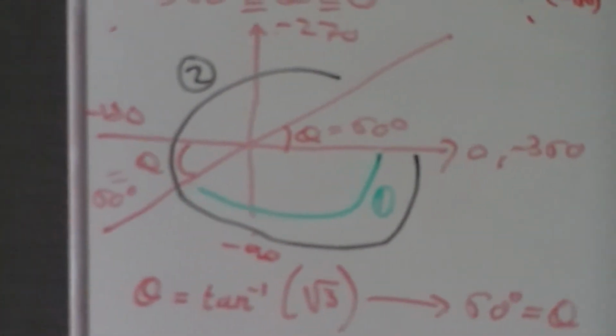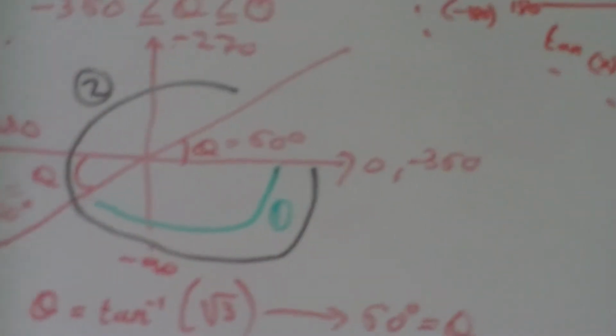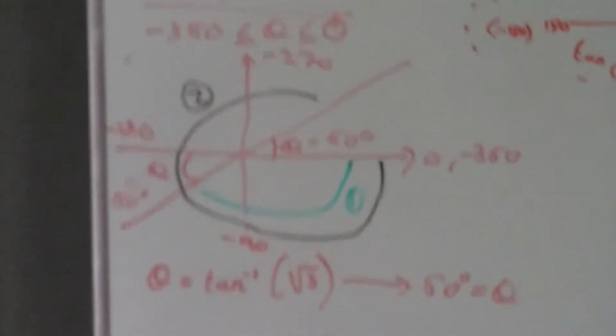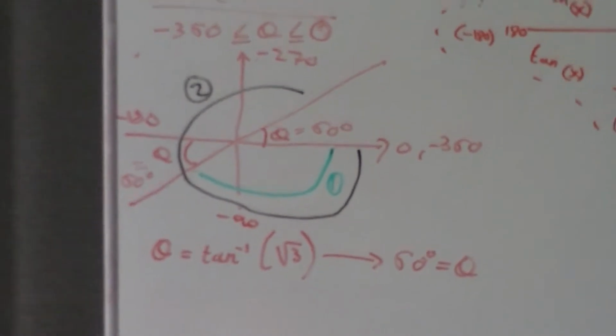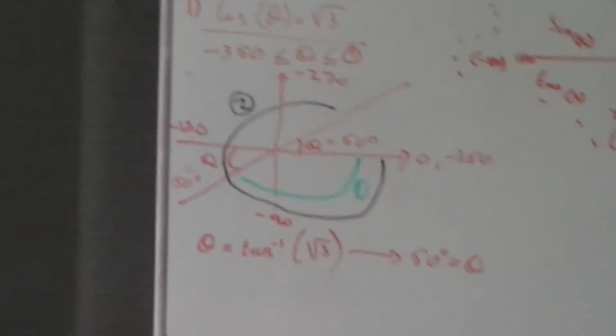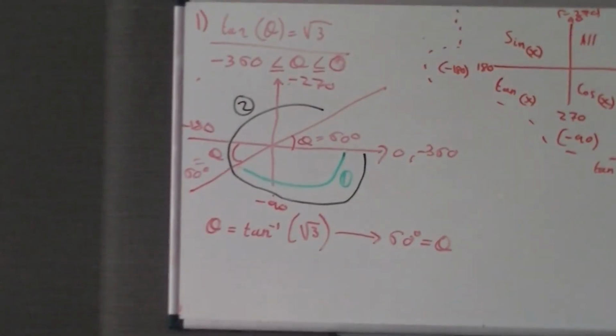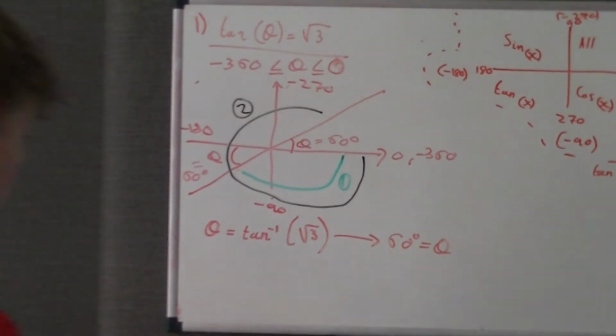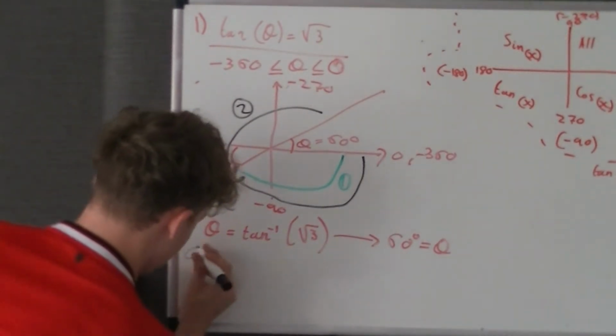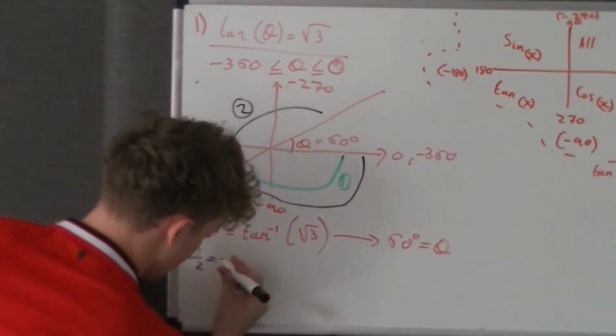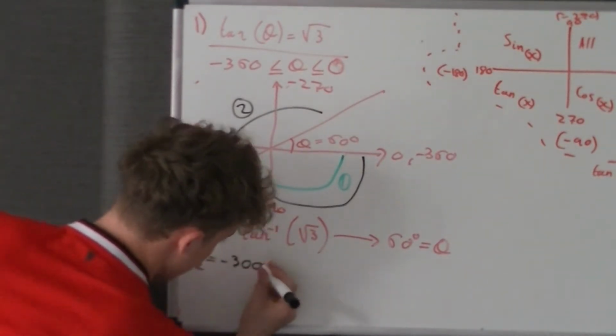Or, you know, 60 minus 360. So that gives us minus 300. So that's the second. So theta 2, or theta subscript 2, I just like to write it as theta subscript 2, equals minus 300 degrees.